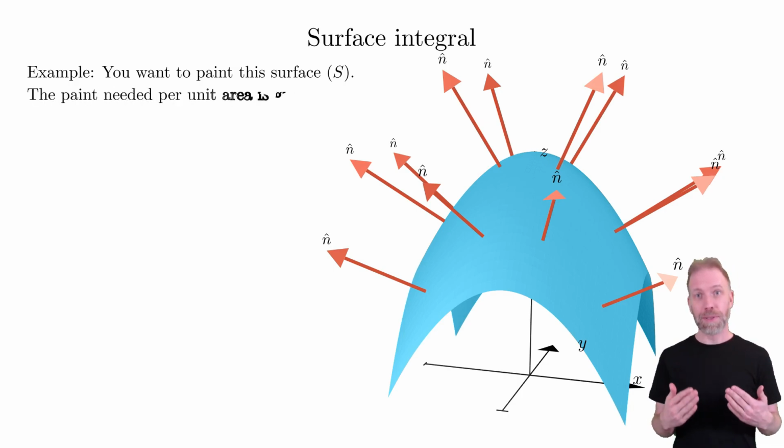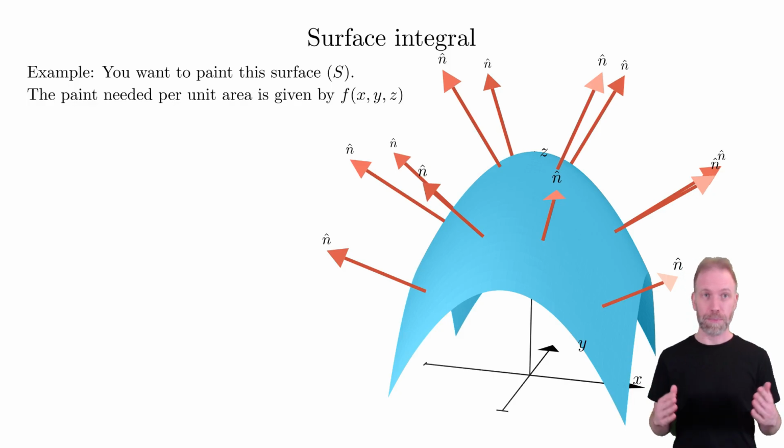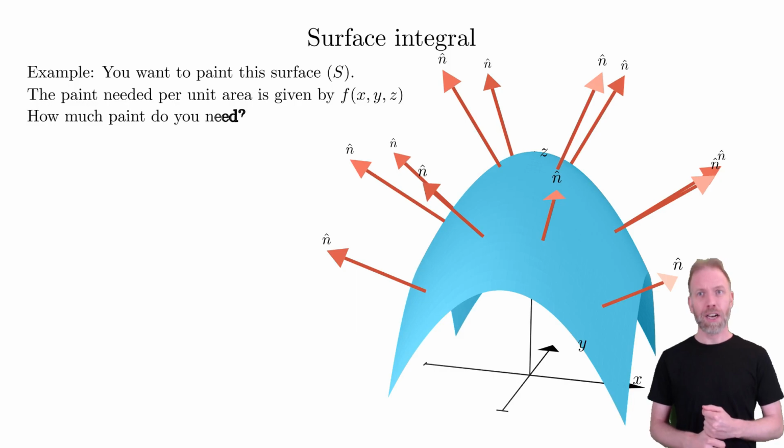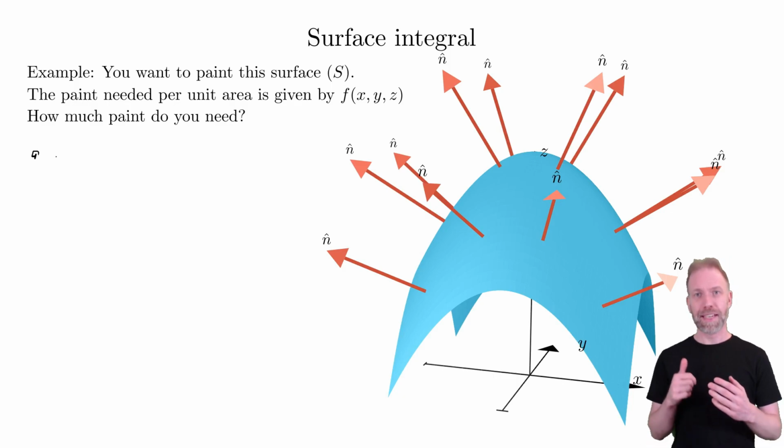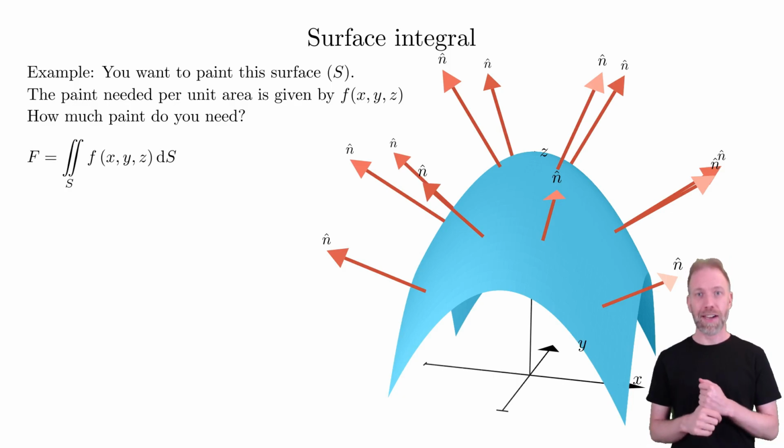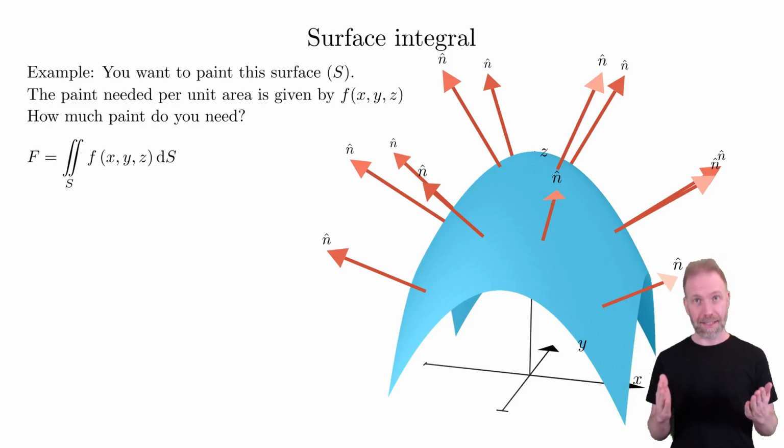We can therefore assume that the amount of paint needed is given by some function f, which depends on the position. With these assumptions, how do we calculate how much paint we need? This is an example where we need to integrate the function f over the surface S. For this particular case, we do not need to know the direction of the surface, only its size and position.